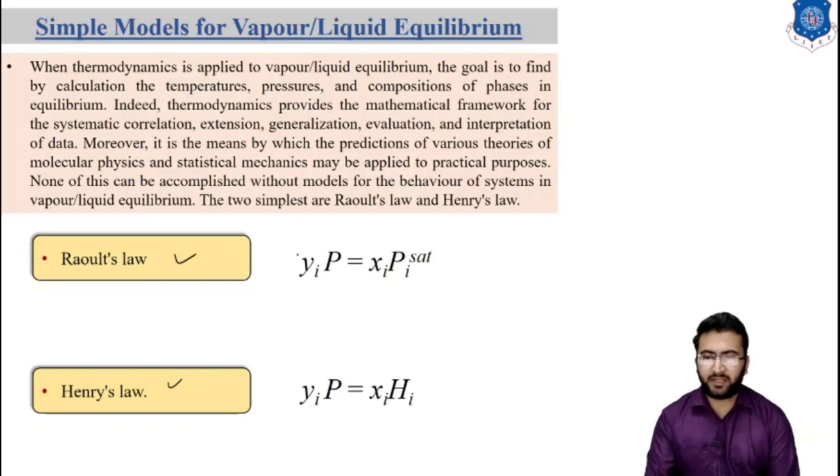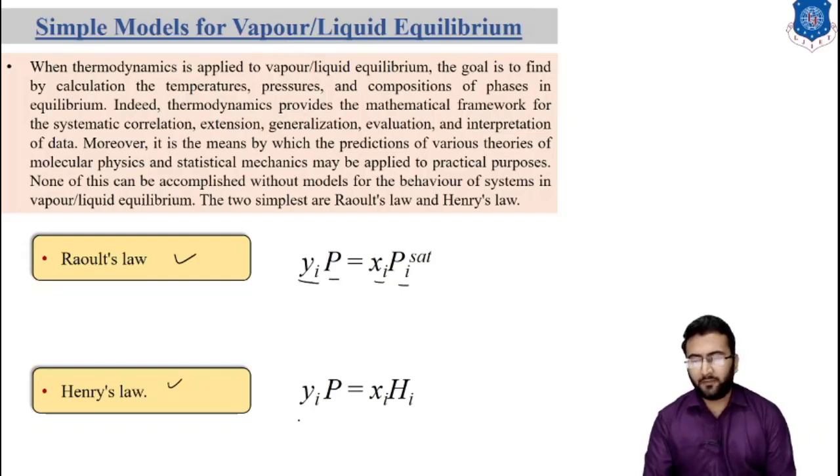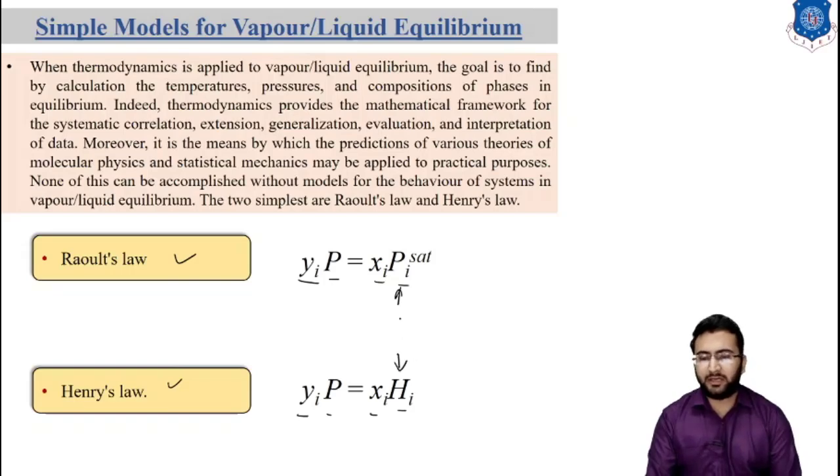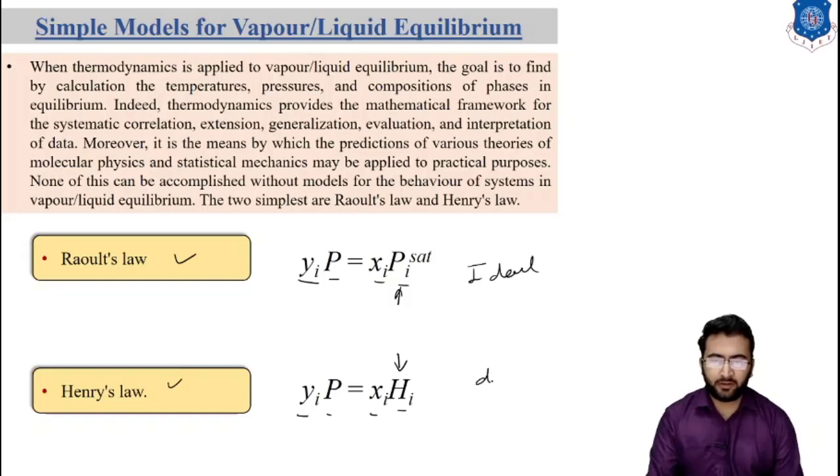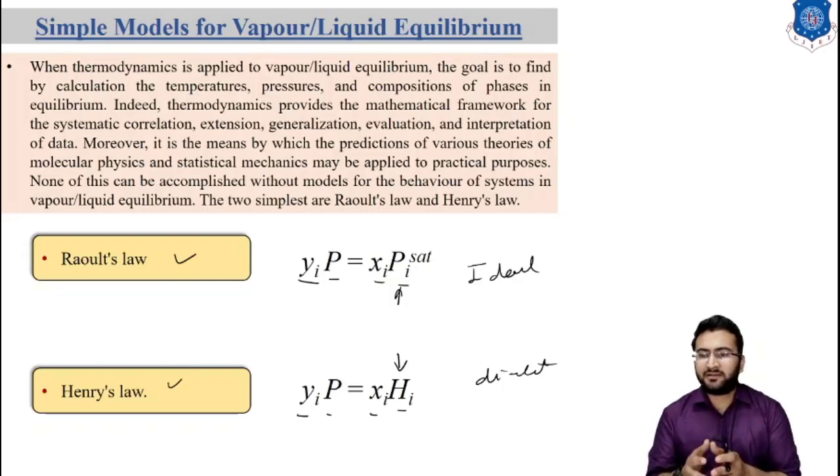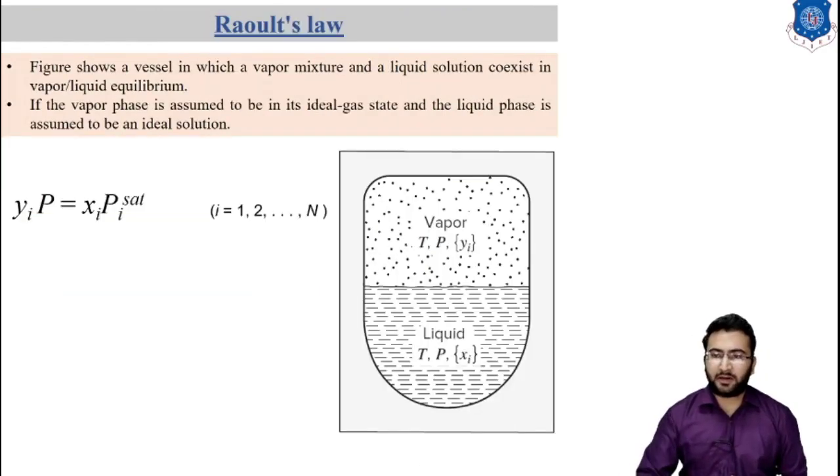Raoult's law can be given by yi P is equal to xi Pi saturated, whereas Henry's law can be given by yi P is equal to xi Hi, where the vapor pressure Pi is replaced by the Henry's constant in Henry's law. Raoult's law is mostly used for ideal solutions, whereas Henry's law is used for dilute solutions. So let us discuss Raoult's law in detail.